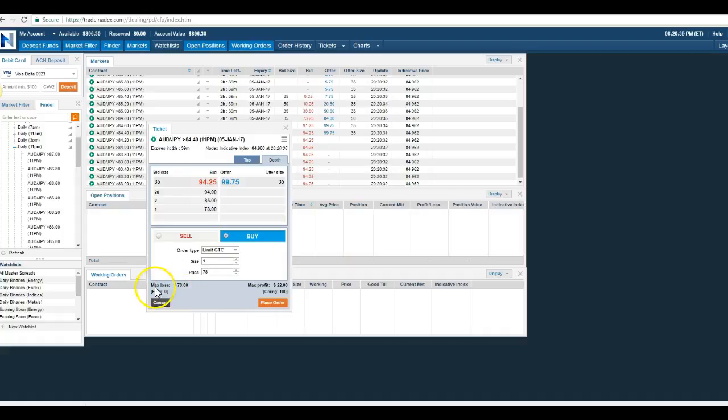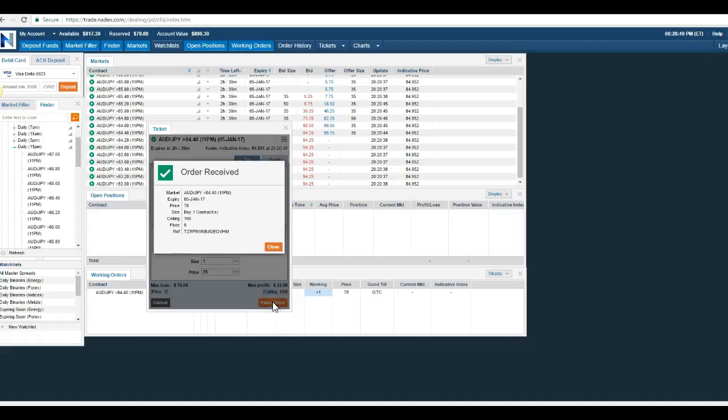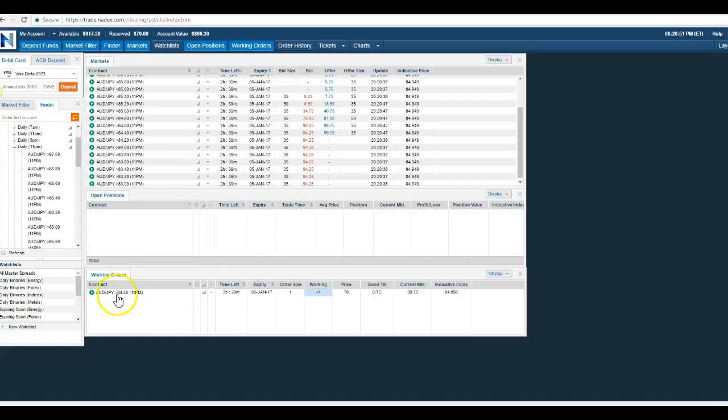So you can kind of see it quickly. It says down here, max loss 78, max profit 22. How'd they know I was going to make profit? But there we go. So then I hit place order, and it immediately puts it down here in my working order section, which means that it's not in a current active open position. So it's going to sit here.